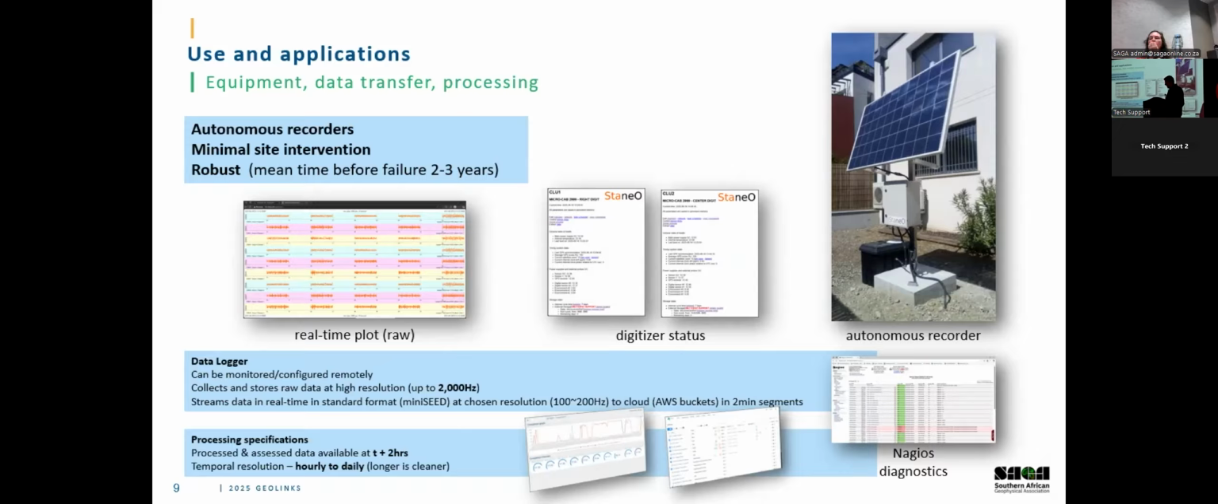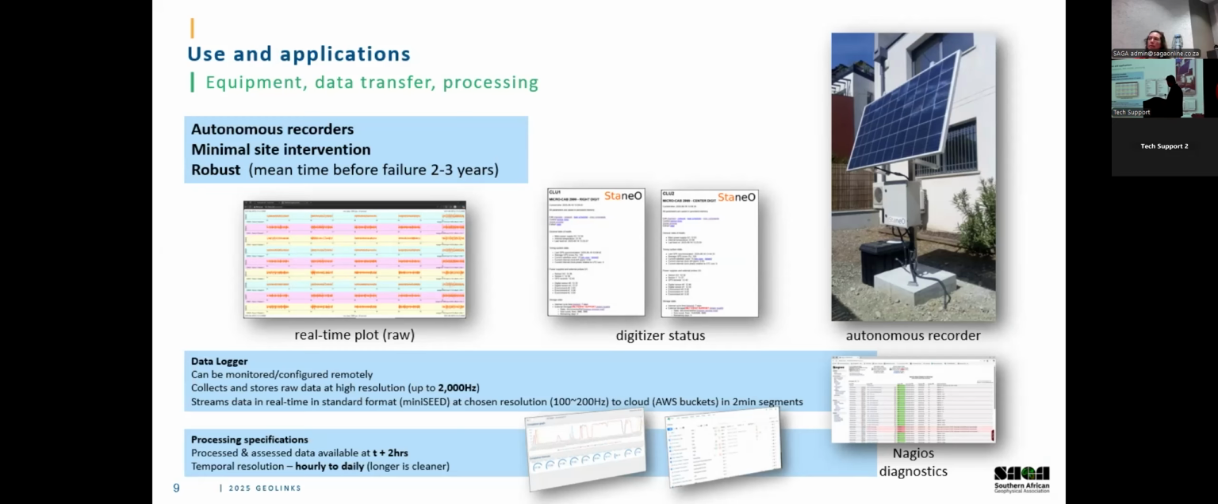And that thing is hooked on the internet through the LTE data, 4G data service. These recorders, you know, they're robust. They've been out there for some years, and they have a mean time before failure of 2 to 3 years from the track record. So it's minimal site intervention. And obviously we can, through the internet, directly access the instrument.